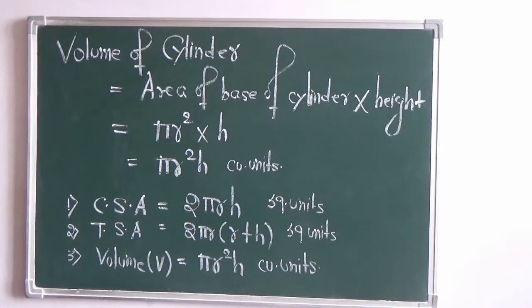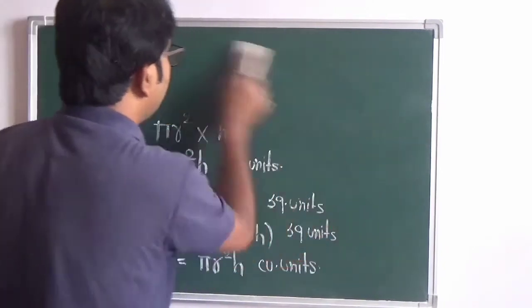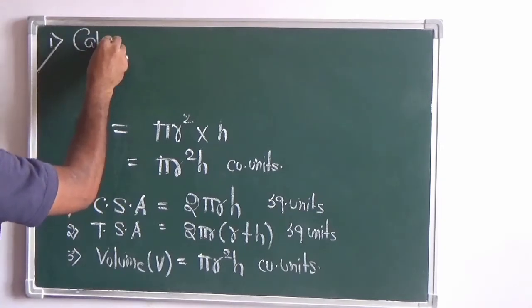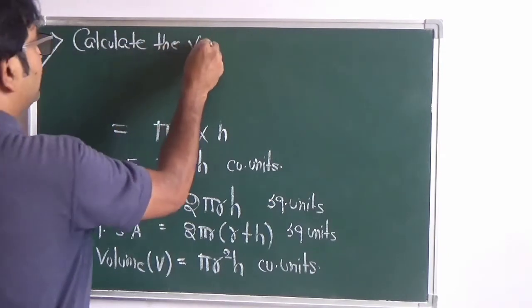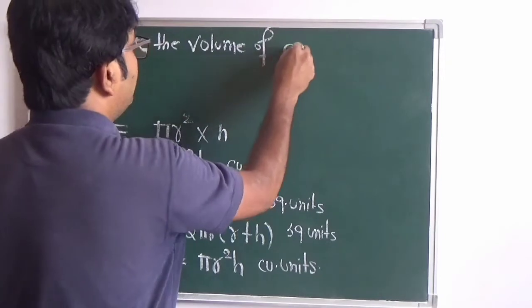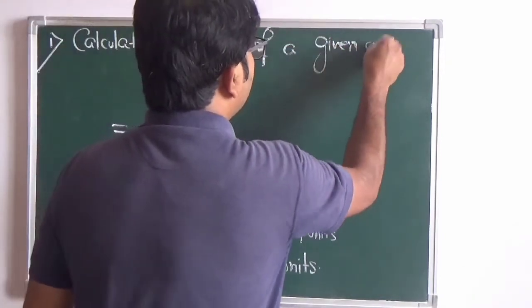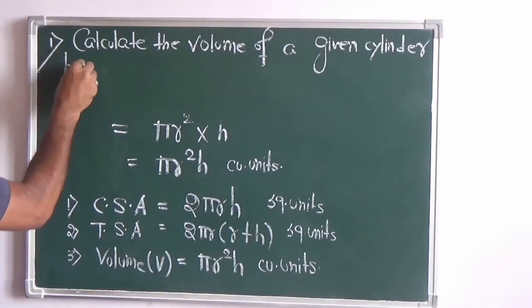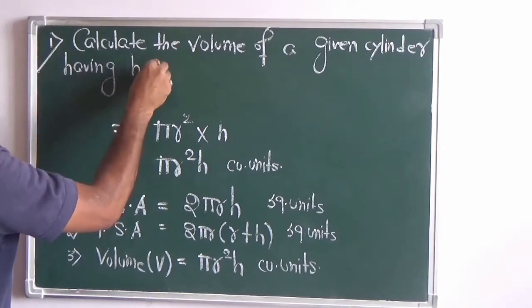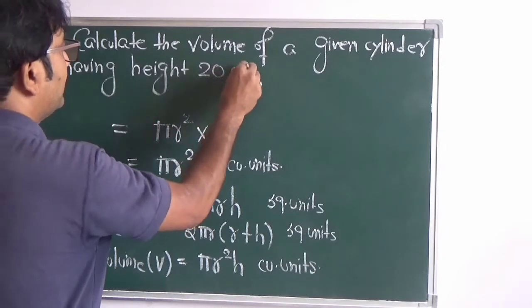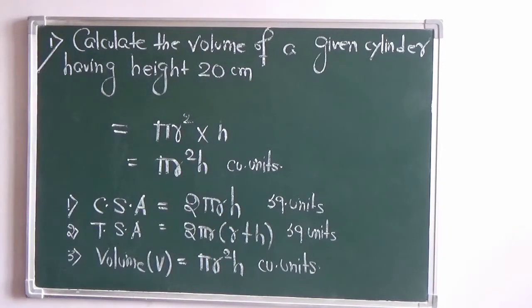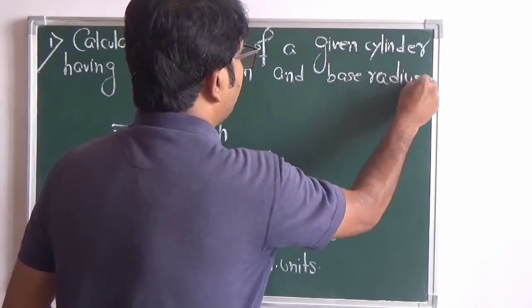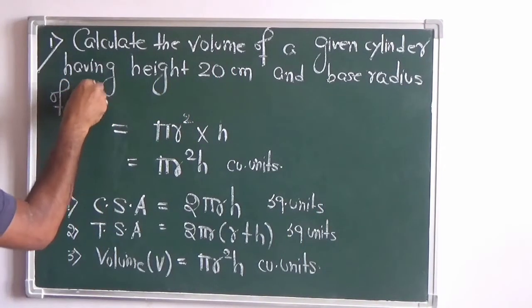So note it down. The first question I'm writing on the board is: calculate the volume of a given cylinder having height 20 centimeter and base radius of 14 centimeter.